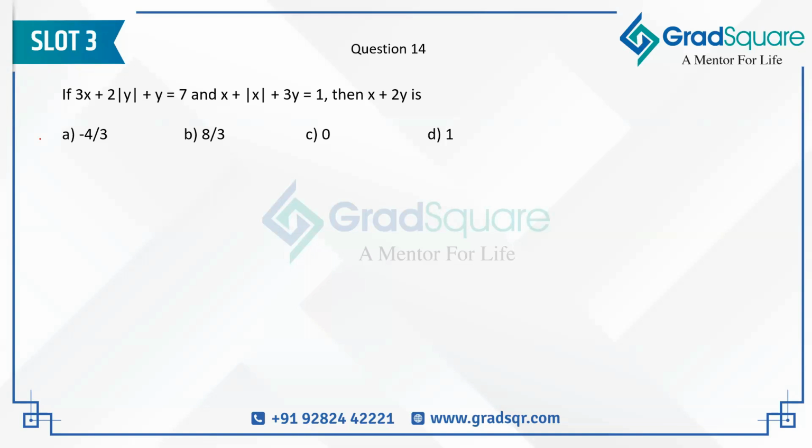Let's have a look at this one. It says 3x + 2|y| + y = 7, and x + |x| + 3y = 1. Then x + 2y is what value?